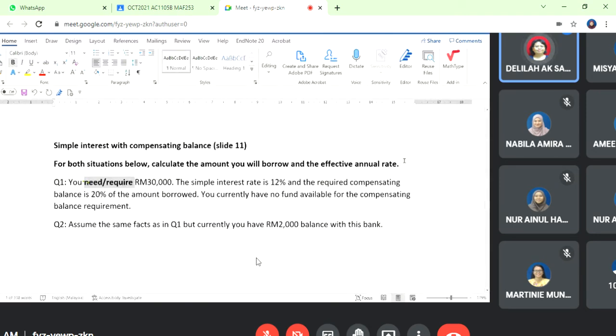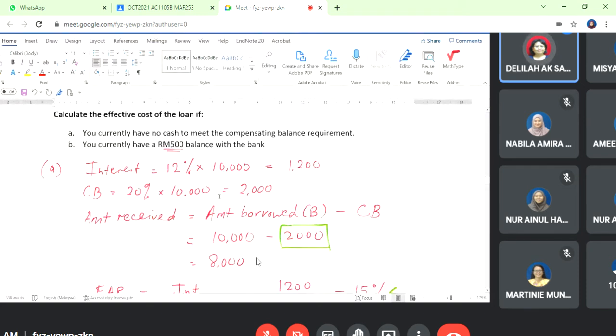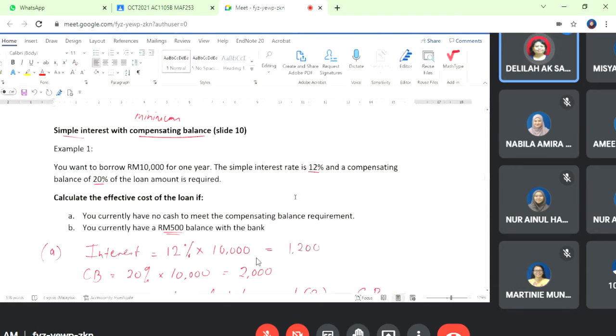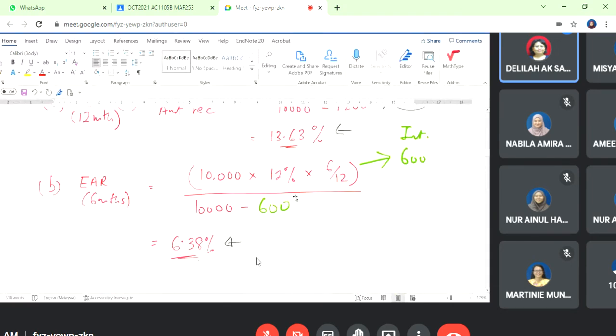Okay, so when you read, you go through the example. In the example in the book, there is a question where you wish to borrow, and you need to have a certain amount. When you need, we cannot have less than this: you need to have 30,000. Then you cannot have a discount interest loan like up here.